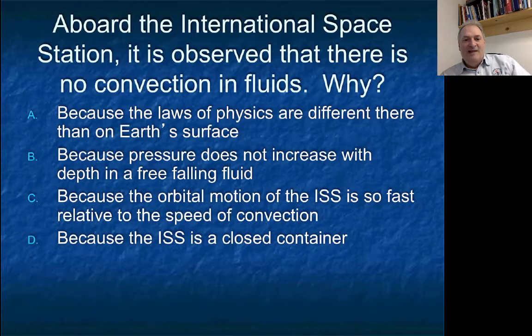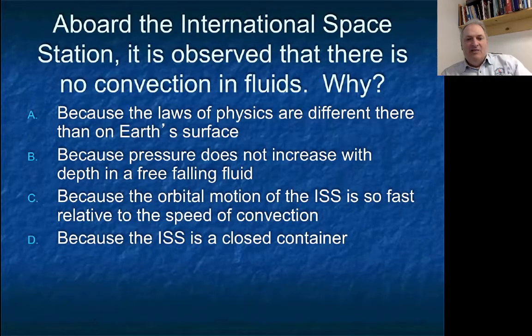All right, let's analyze each of the answers and decide which one's right. A says because the laws of physics are different there than on Earth's surface. Well, that statement is a violation of one of our fundamental assumptions from day one. That is the assumption that the laws of physics are the same everywhere. What do we call that? It's position symmetry, right? That violates position symmetry, so A can't be correct.